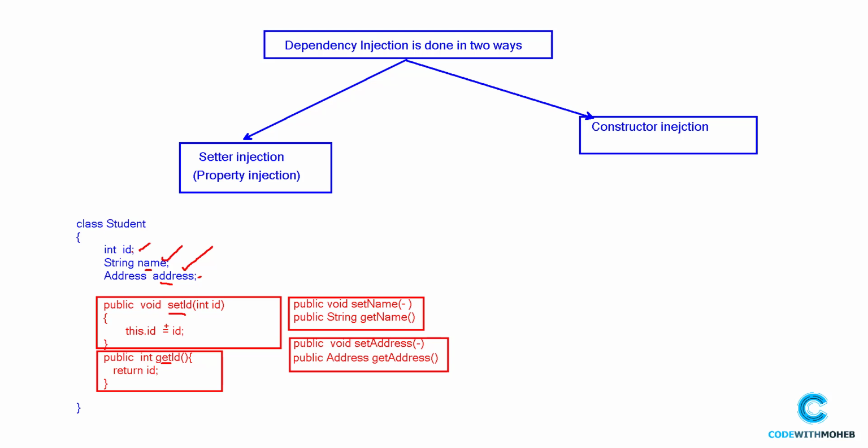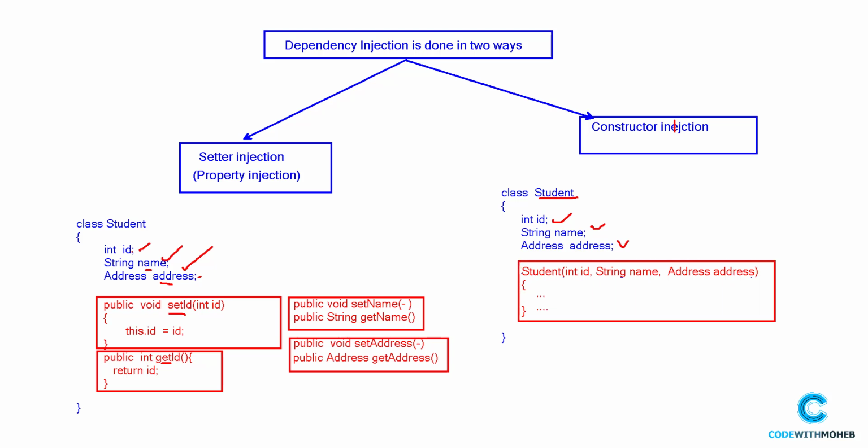But in constructor injection, the second method, the IOC will call the constructor to set the values. How it is performed, it is like this. You can see that we have a student class. Inside the student class we have ID, name, address, and in the second way we have the student class constructor. Through this constructor the IOC container will inject the values.